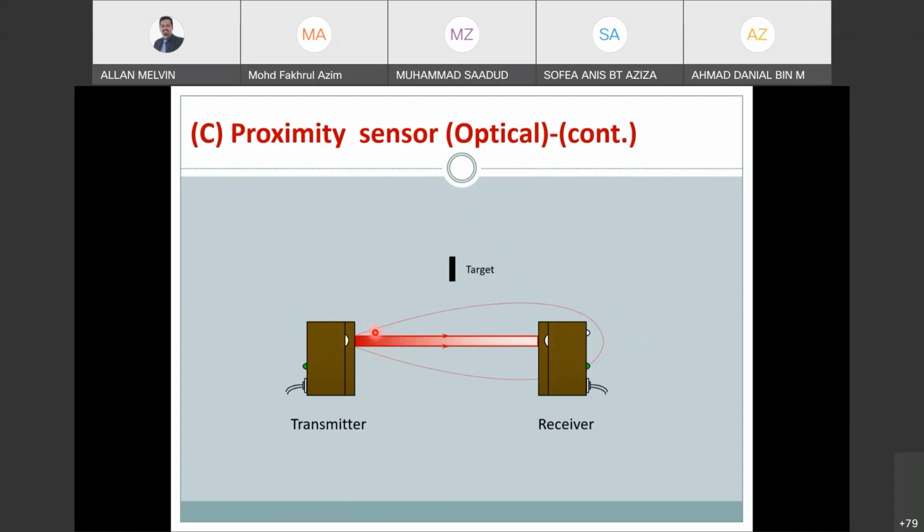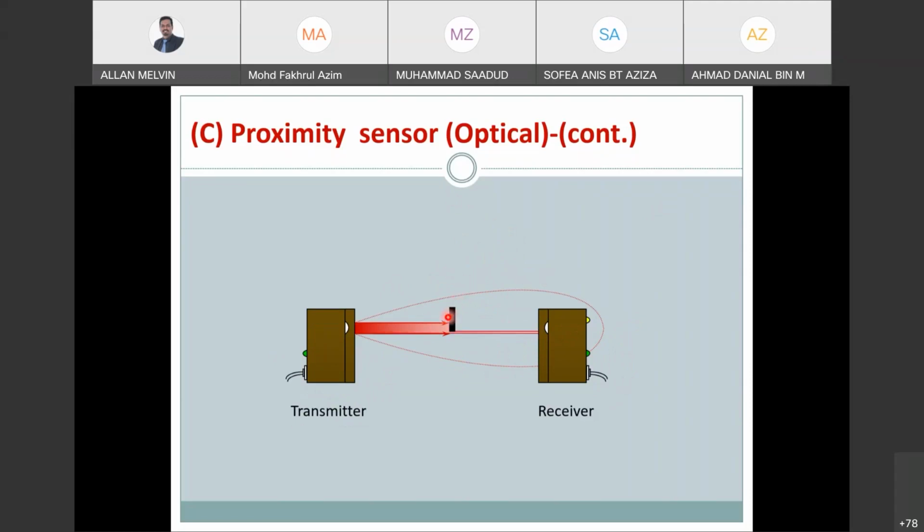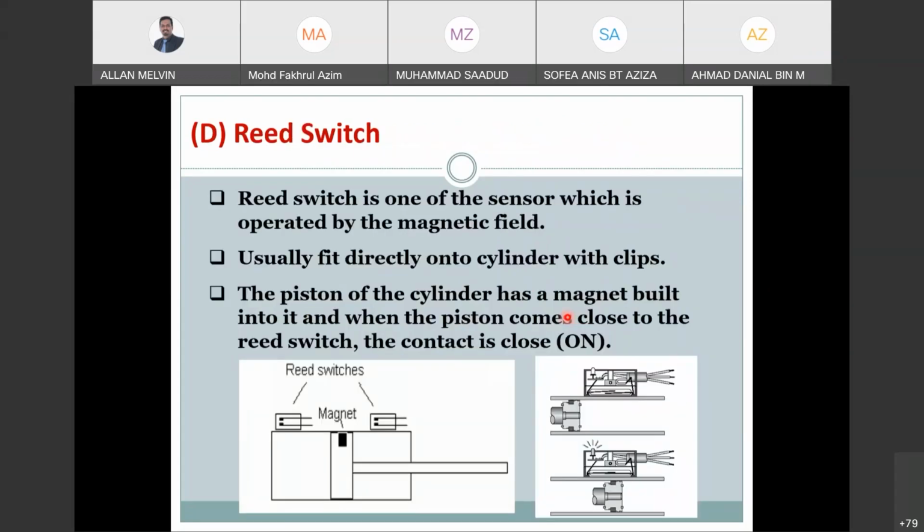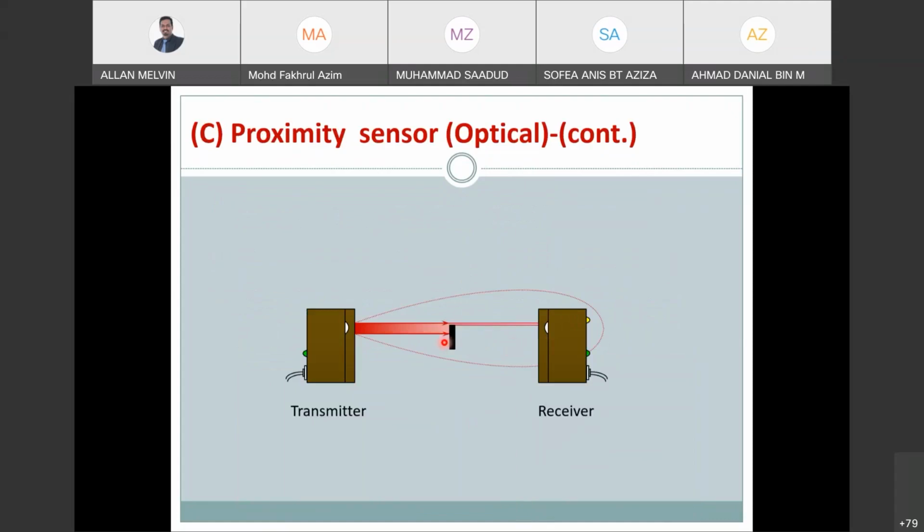Okay, so maksudnya dalam detection range, you will have this light transmitter between transmitter and receiver, and you have a target. So target dekat sini is not on because is out of the range. So katakan dia masuk ke dalam range, and your light is blocked. So kalau dia block, your light will be on. Okay, so either one of the light rays are blocked, it will be on. Kalau dia out of the range, no blocking of the light.